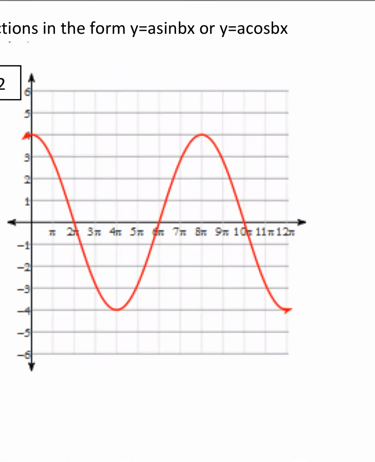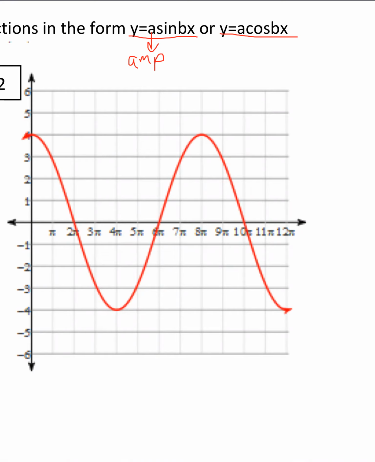If we take a look, we have either y equals a sine b of x or y equals a cosine b of x. Remember that a is just the amplitude. If you remember, that's just the number that you're bouncing in between. How high and how low are you going? So that's easy enough.